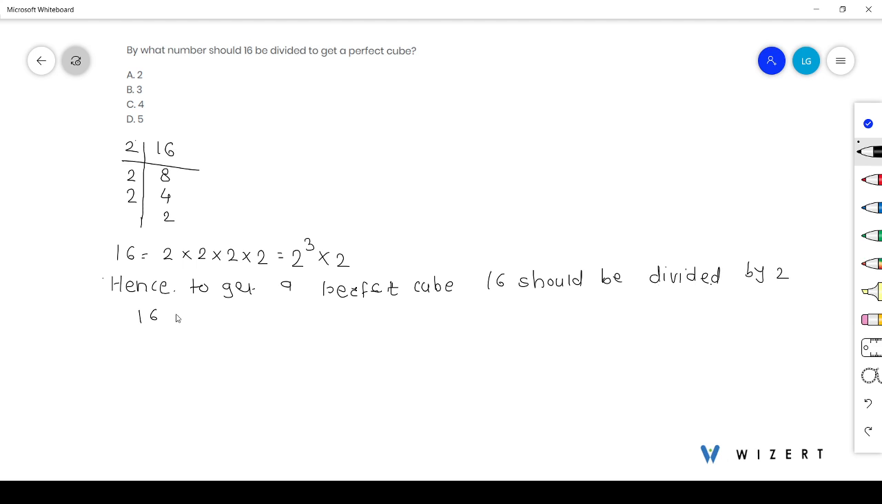That is, 16 divided by 2 will be 8, which is the perfect cube of 2. Hence, our answer is 2, which is option A.